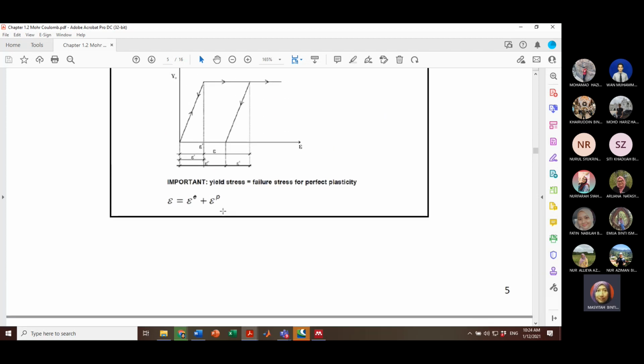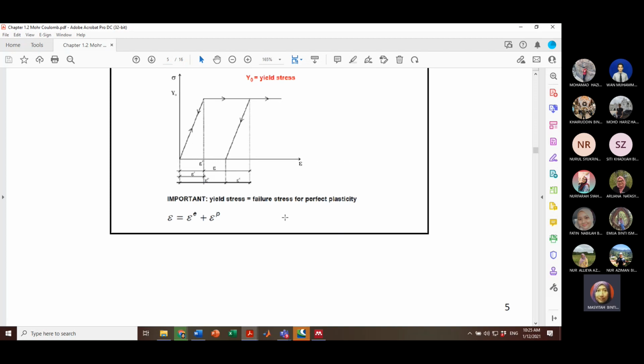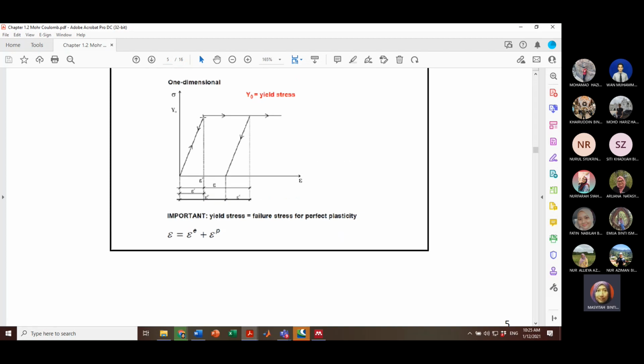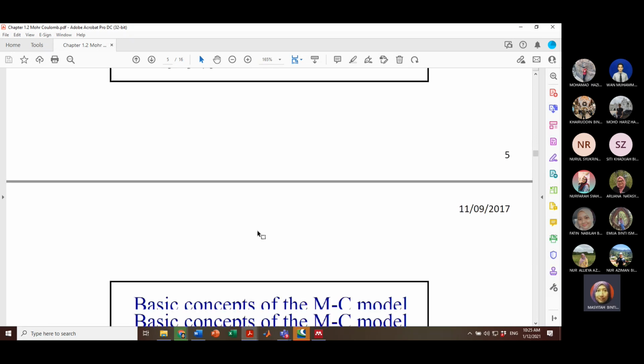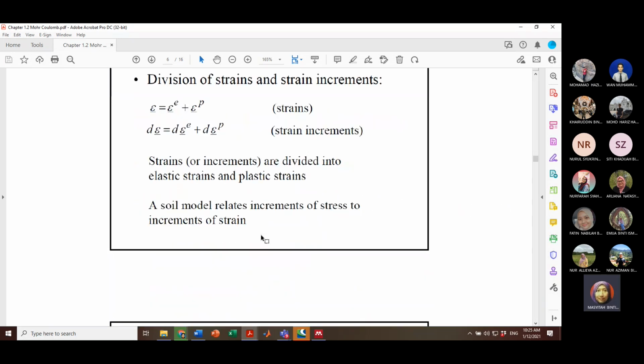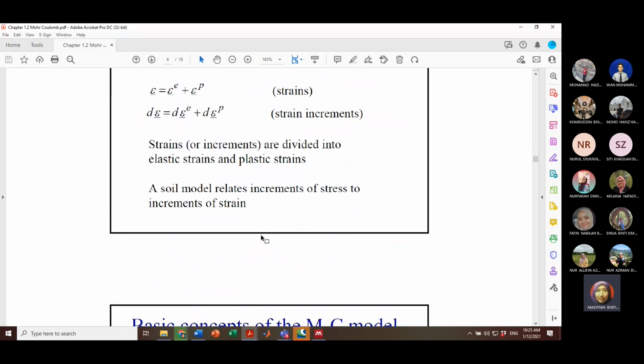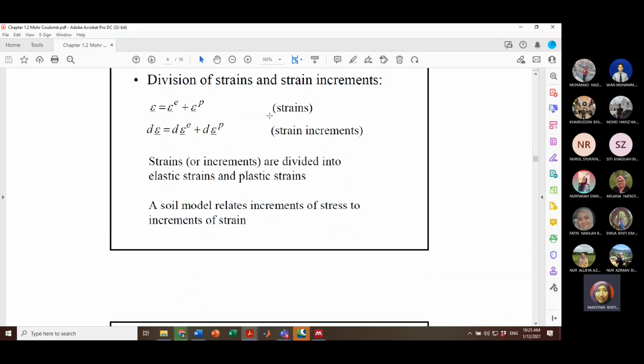So what is the yield stress? Yield stress is the failure stress for perfectly plastic. So in order to indicate where failure occurs, it is when it has met the yield stress. Okay, I also explained this just now: if you have strain, there will also be a strain increment. So the strains are divided into elastic strain and plastic strain.